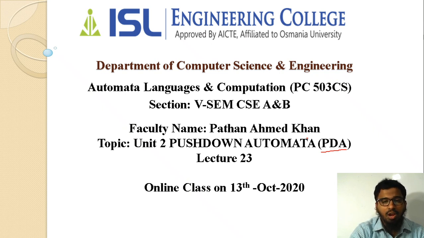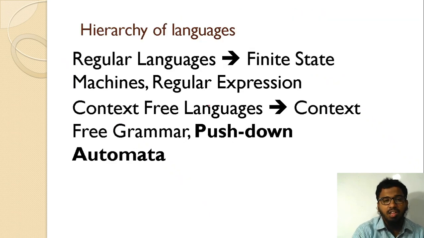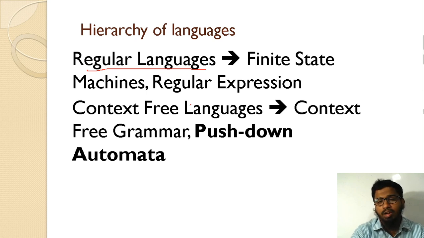But today we are going to see pushdown automata. In the regular language, what is regular language? Regular language is a finite state machine, and we will get the regular expression. With the help of regular language, we will get the finite state machine as well as the regular expression. What about context free language? From the context free language, we will get context free grammar as well as pushdown automata.